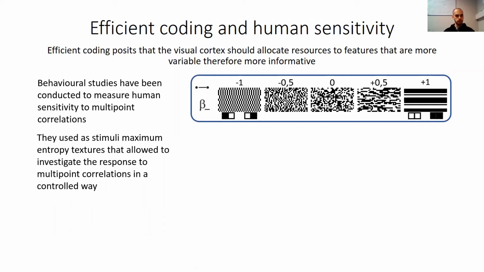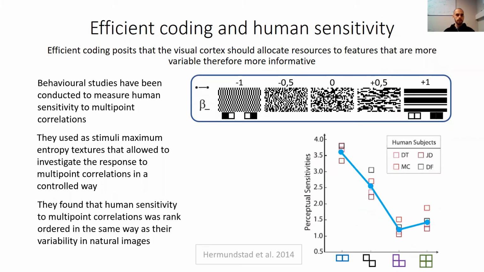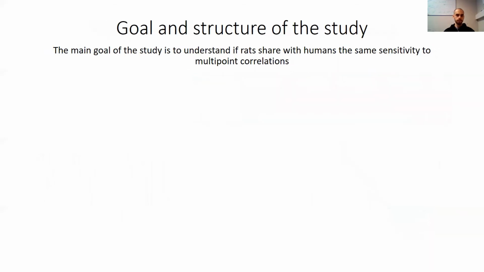These are artificial textures where the value of one of the correlations is decided, and all the others are implicitly fixed by the condition that the texture has to have maximum entropy. These textures are convenient to measure the sensitivity to the correlations in exam, as they don't contain any undetectable correlation between the statistics. The results obtained from these human studies revealed that the sensitivity to multipoint correlations was ranked exactly as the variability in natural images. The results of the human studies seem to indicate that the human visual system is adapted to the environment as expected in the efficient coding framework.